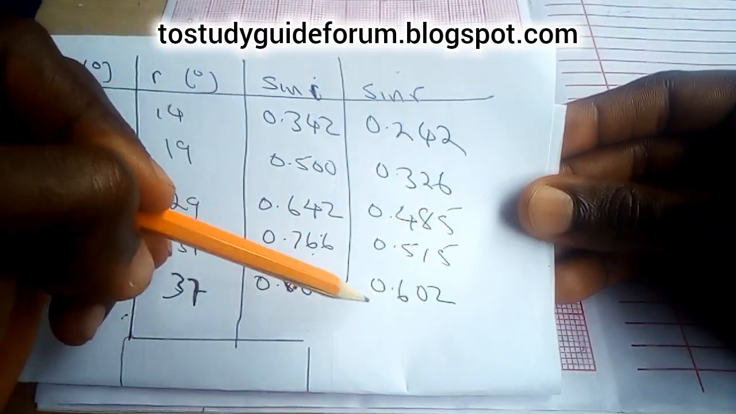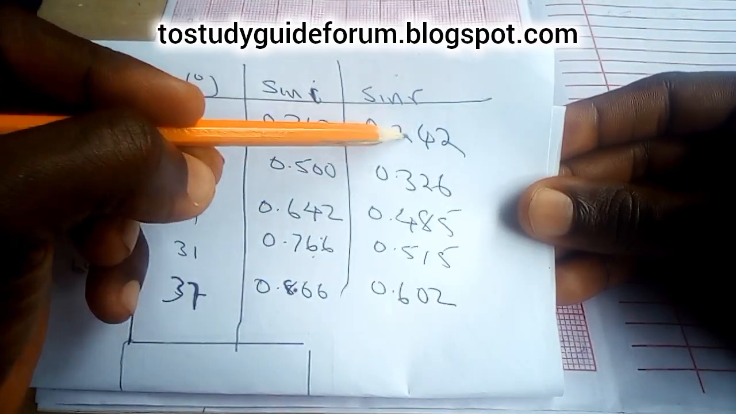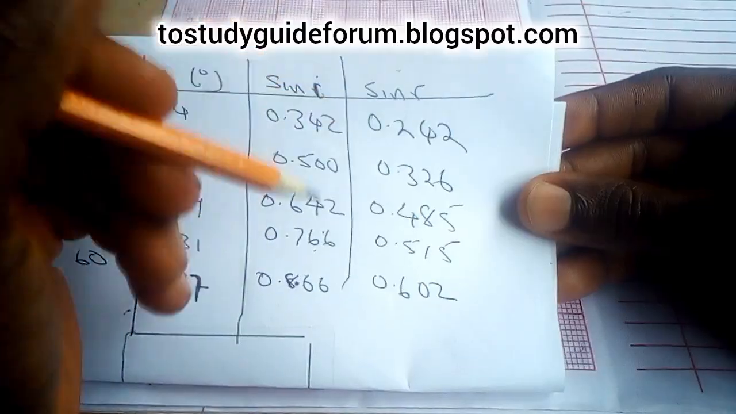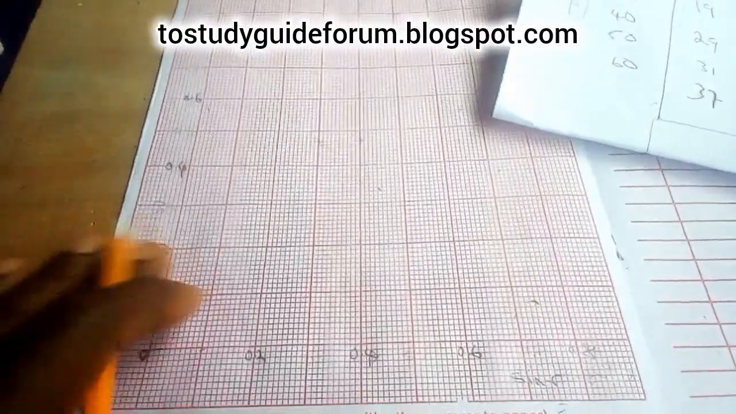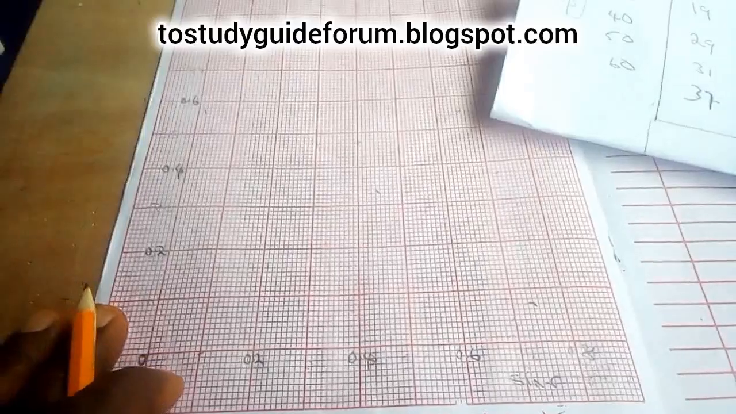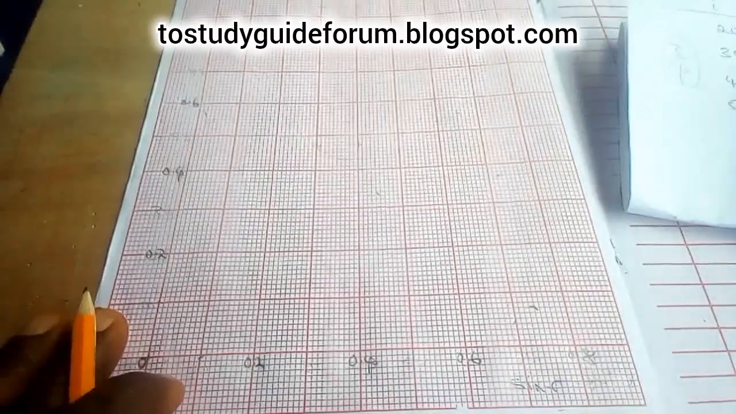Now our highest value in the sine R axis, if you can see very well, is 0.6, and the lowest value is 0.2, as you can see here. So now we have been able to establish the scales of both axes. The next thing we are going to do is to plot the graph itself.